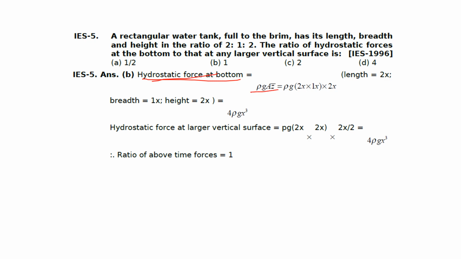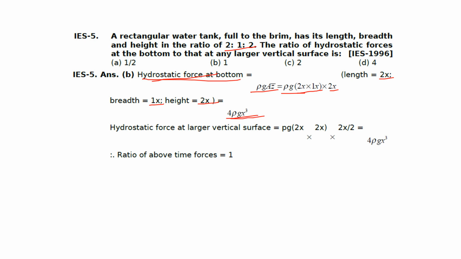For the area, the length is 2x. They are writing it in terms of x. Breadth is 1x, height is 2x. So area is length into breadth, and the height is 2x. This is the horizontal force. If you simplify, you get 4 rho g x cube.